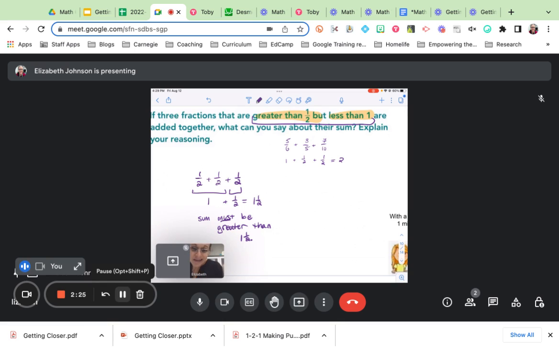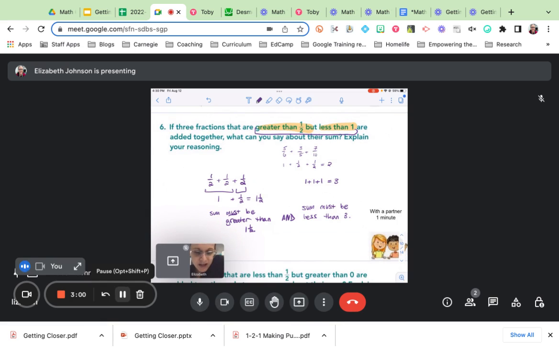Well, how big could my sum be? What if I chose 1 for all three of my numbers and did 1 plus 1 plus 1? Well, I'm not allowed to do that. I can only choose numbers that are less than 1, but that would be 3. So that means that my sum must be less than 3. So I can now make a general statement. I can say that my sum must be greater than 1 and 1/2 and it must be less than 3 if I add three fractions that are greater than 1/2 but less than 1.